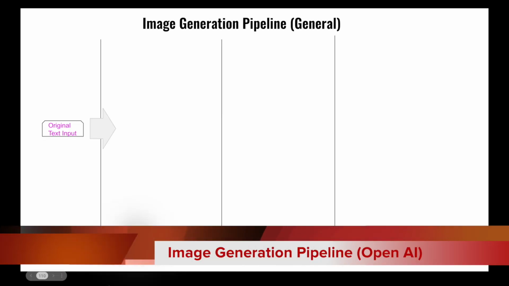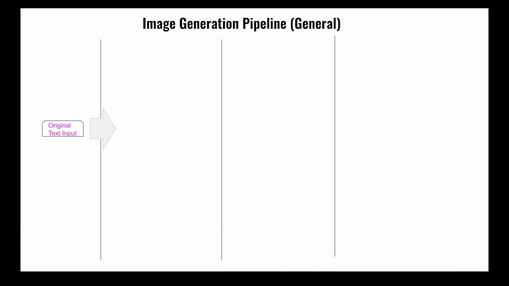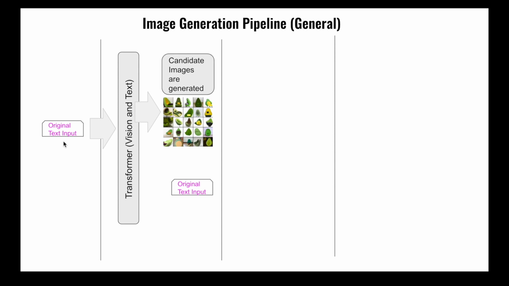The next topic we need to give really good attention to is understanding what the image generation pipeline is. It's a general pipeline design which is based on the DALL-E or the OpenAI framework. So we have input text, and this input text is fed into the transformer. It could be a vision and text transformer, and the images are generated.